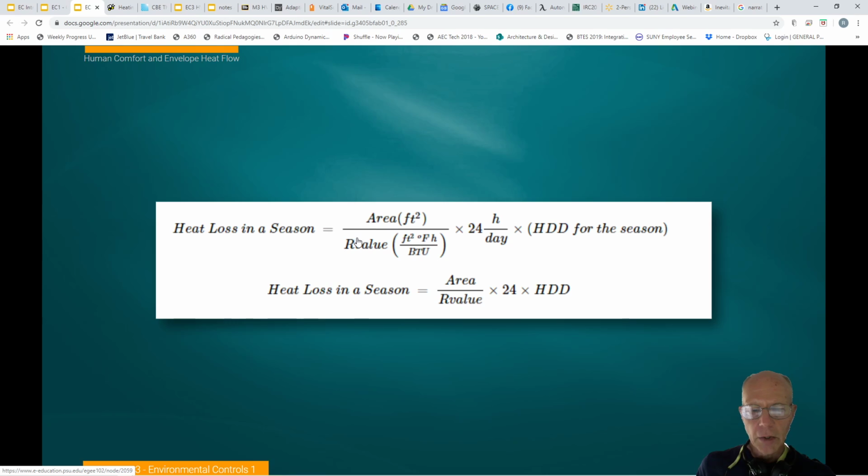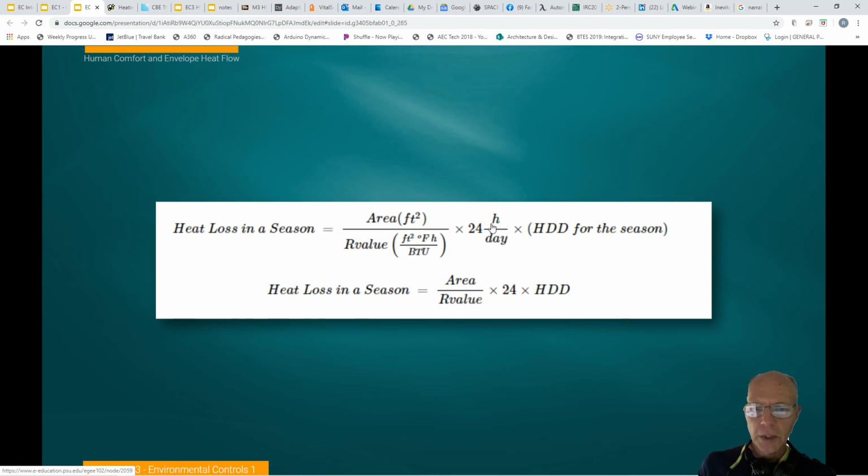So we have the area times the U value, but in this case, instead of using the U value, we have 1 over R times the area. The R value is now just in the denominator. So it's automatically the U value times 24 hours per day times the heating degree days for the season, this says, but we could easily say for the day or for the week, or in our case, for the month. And we want to use that data that we pulled off of the spreadsheet.